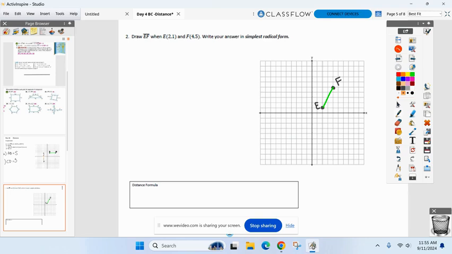Rise over run? Okay, that's called slope. That's the steepness of the line. I'm looking for the length of it. Because if you do slope, that'd be something like a fraction, and it's not a fraction of the line. Okay, but good thought. That's the steepness of it. I'm looking for how long it is.